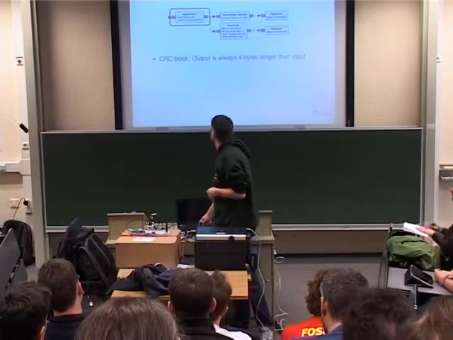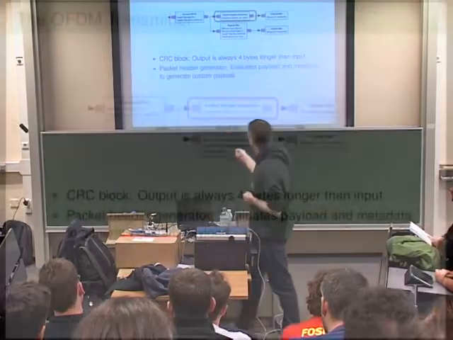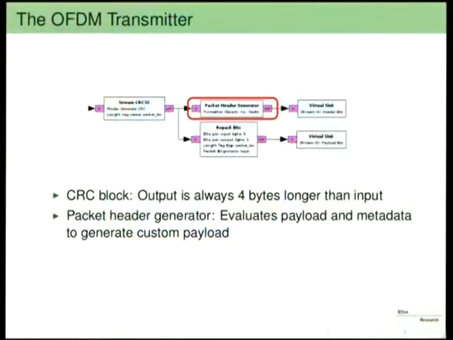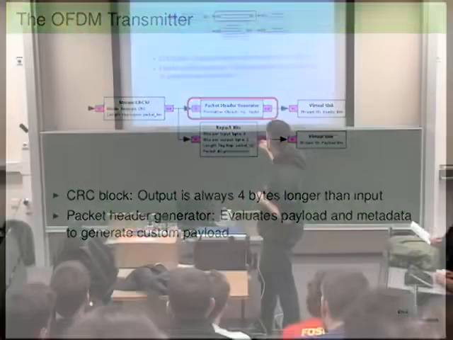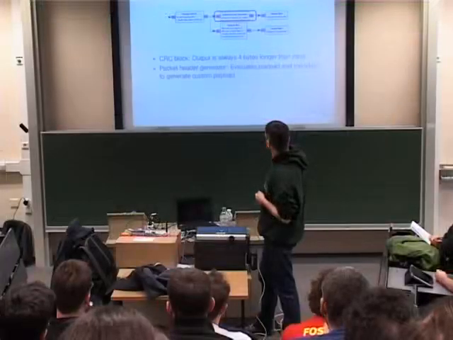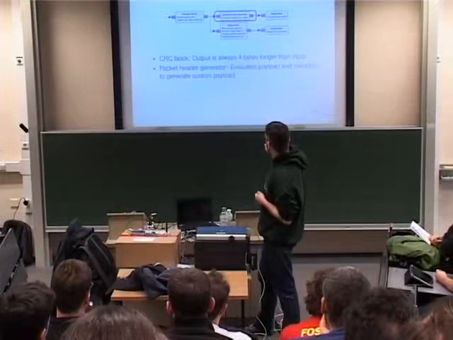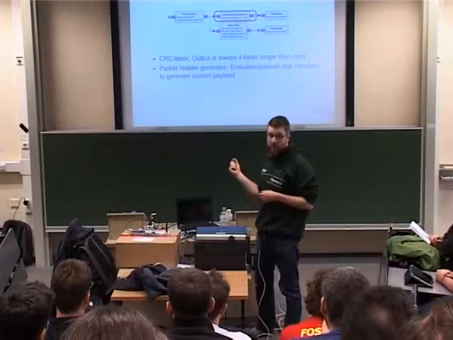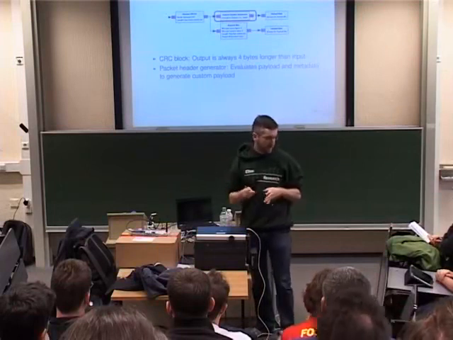And then if we go through to the next step, we will actually see this is the payload. This is what we want to transmit, and this actually gets split up. In the top path, we have a block called packet header generator, which calculates a header.